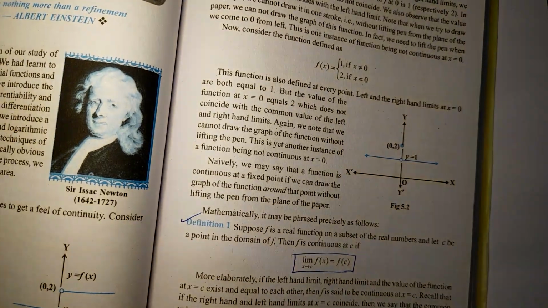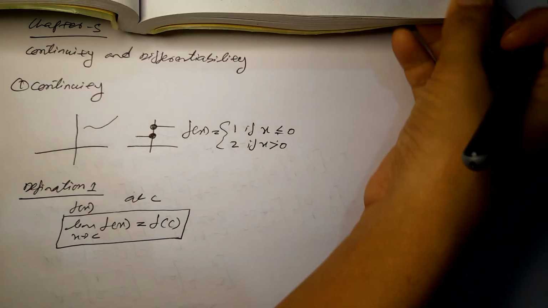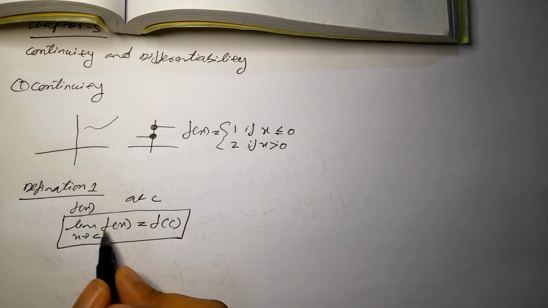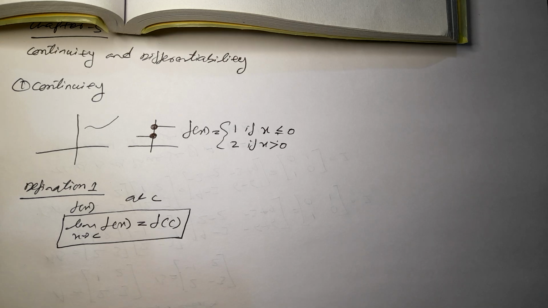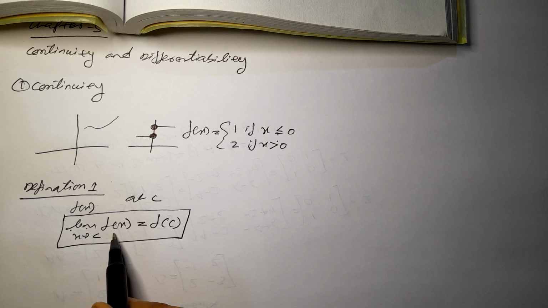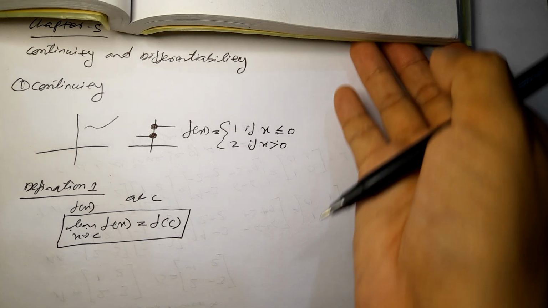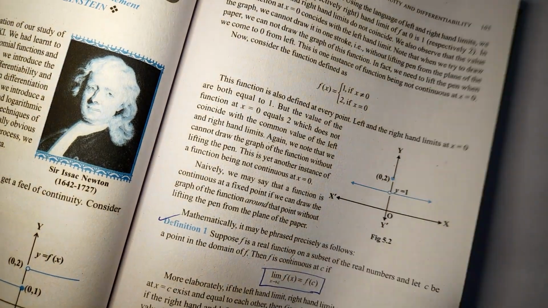If it is not satisfied, that is, if the limit of f(x) is not equal to f of c, then it is not continuous. If the limit as x tends to c of f of x is equal to f of c, then it will be continuous. This is the first definition.